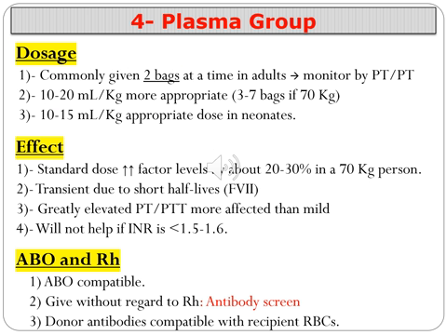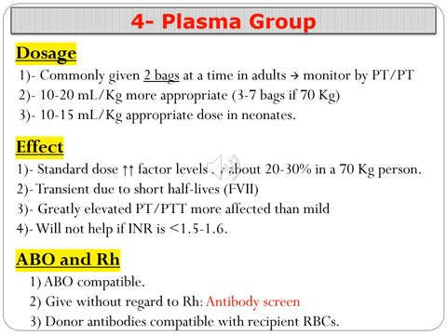As regards doses of fresh frozen plasma, we calculate it at 10 to 20 milliliters per kilogram body weight for adults and 10 to 15 milliliters per kilogram body weight in neonates. However, practically speaking, in adults we usually give 2 bags at a time and monitor by PT and PTT correction. PT, as we said before, is prothrombin time, and PTT is partial thromboplastin time. These are tests used to assess hemostasis or bleeding tendency. These doses are expected to increase coagulation factor levels by about 20 to 30%.